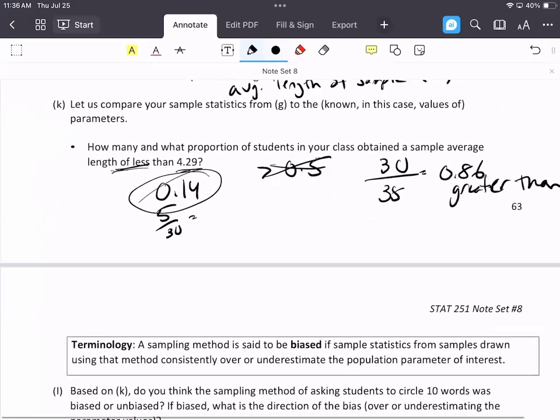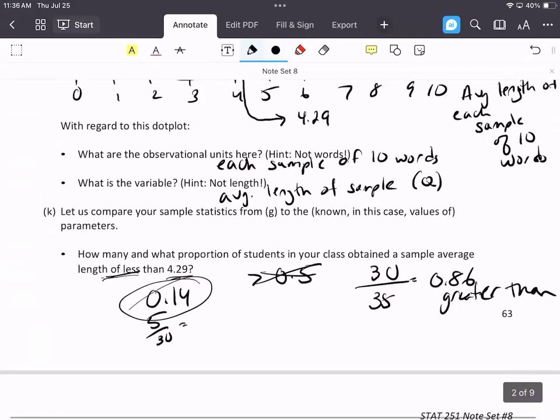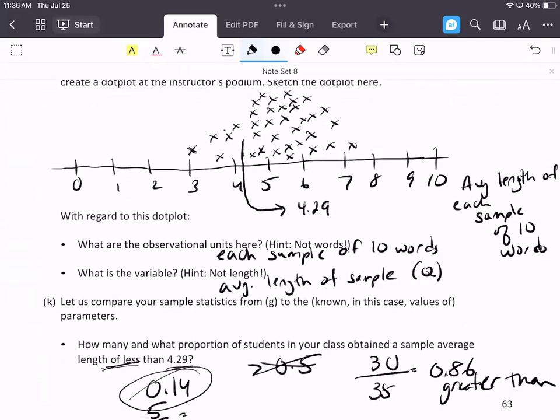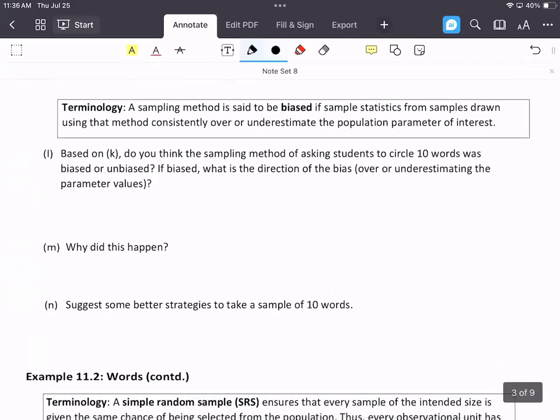A sample is said to be biased if the sample statistics from samples drawn using that method consistently over or underestimate the population parameter of interest. Well, I'd say we consistently overestimated because 86% were more than the 4.29, whereas only 14% were less than. Based on K, do you think the sampling method of asking students to circle 10 words was biased or unbiased? Well, I would definitely say it's biased. If biased, in what direction? We are overestimating.